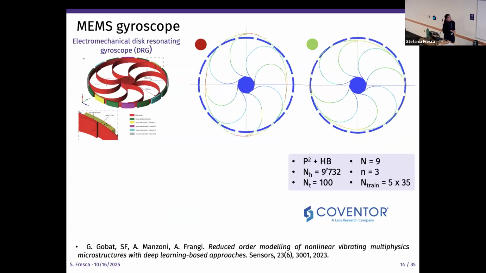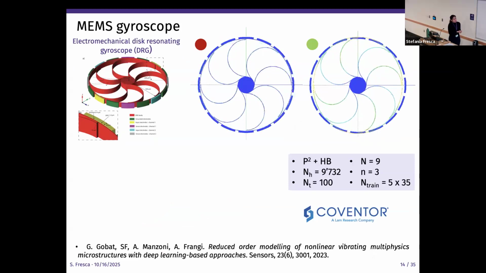Then we move to a multiphysics problem. We wanted to reconstruct the electromechanical behavior of a MEMS gyroscope. In this case, the FOM snapshots are obtained by commercial software provided by Coventor. And the behavior of the solution is mainly related to the red bullet, let's say. This is the drive mode.